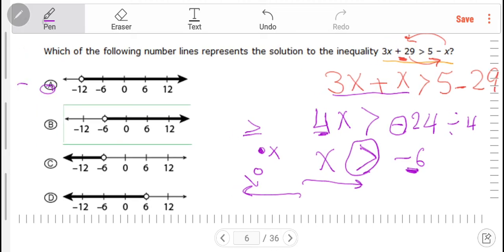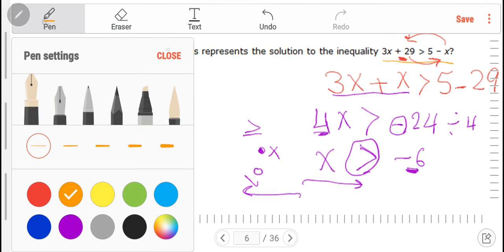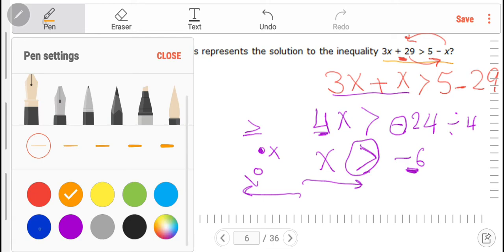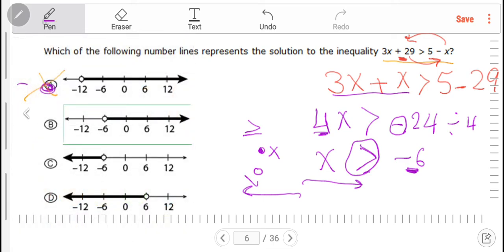Excellent. Open and right. Take care, it's wrong. It's not negative 6. Pay attention. Excellent. Negative 6 and open. Negative 6 to the left is wrong. 6 is also wrong. Thank you very much. It's letter B.